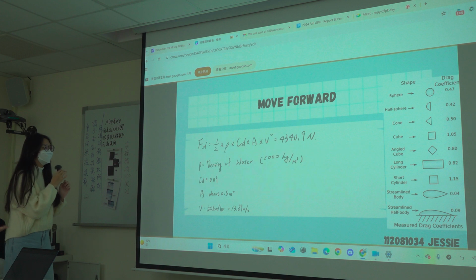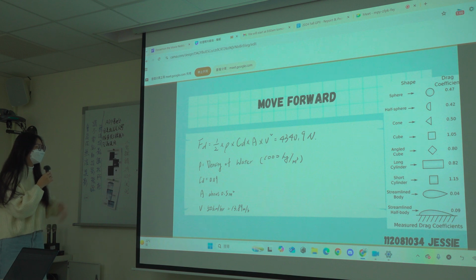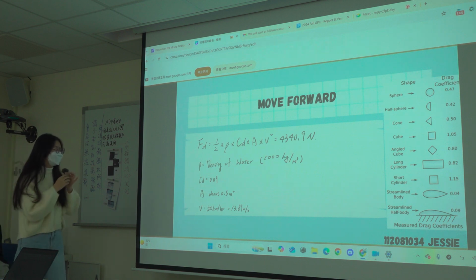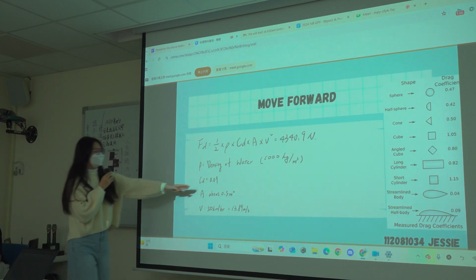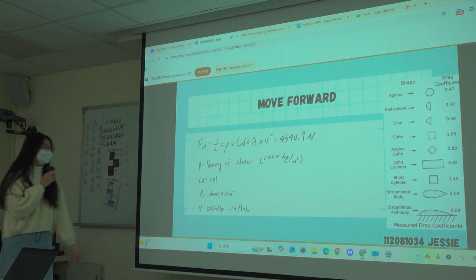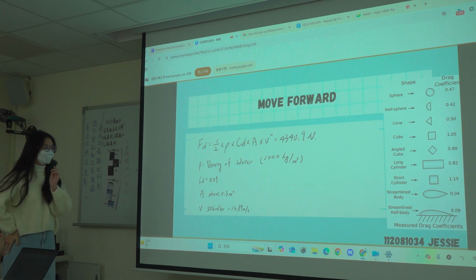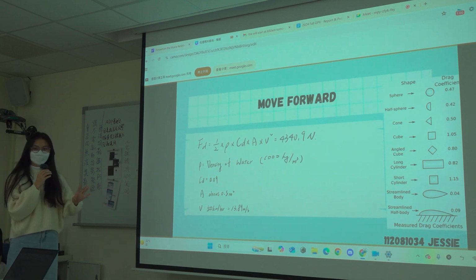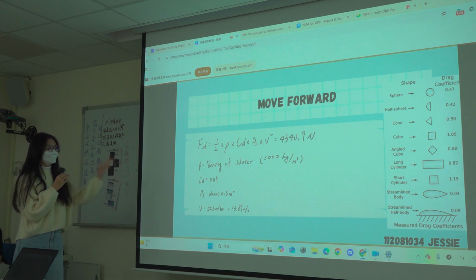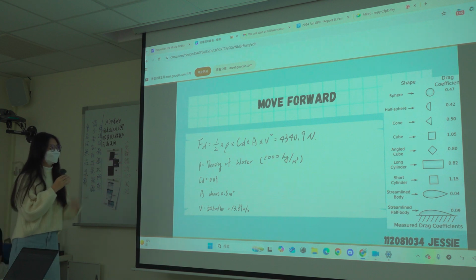Okay, to the bottom one? Yes. And it's the calculation. The drag force is the formula like this, and you just put the numbers here, and you can get the drag force: 4,340.9 newtons. So if we wanted to move forward, it should have an engine to support this force to make it move forward.